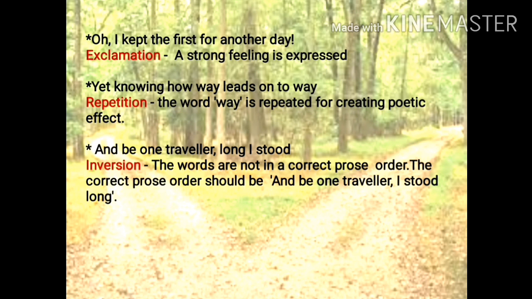Next line, yet knowing how way leads on to way. Repetition is the figure of speech used in this line because the word way is repeated for creating a better poetic effect. Next line, and be one traveler, long I stood. Inversion is the figure of speech used in this line because the words are not in a correct prose order. The correct prose order should be, and be one traveler, I stood long.